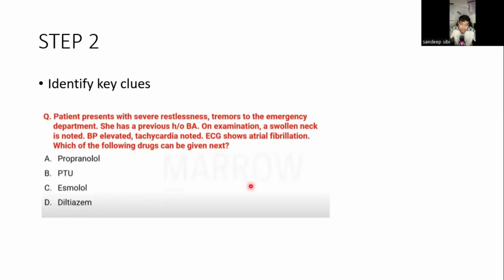What do you have to do? You have to control the rate. By which drug? We can use diltiazem. So diltiazem is the correct answer here, not propranolol. So you have to identify key clues. Here the key clues are bronchial asthma and atrial fibrillation. So I hope you understand this part.